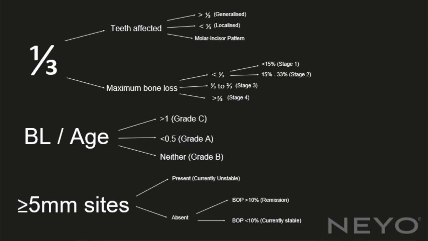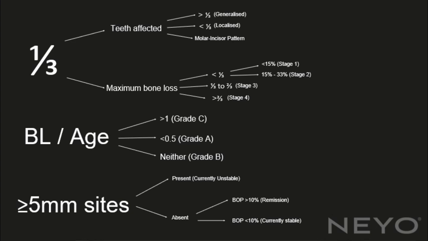Secondly, we will consider the greatest bone loss, if that is in the coronal, mid, or apical 1/3 of the tooth. It is also probably worth assigning an approximate percentage of the bone loss at this stage. Should the bone loss be in the coronal third, then you would go on to consider if this is more or less than half of the coronal third, which will help distinguish between stage 1 or 2.